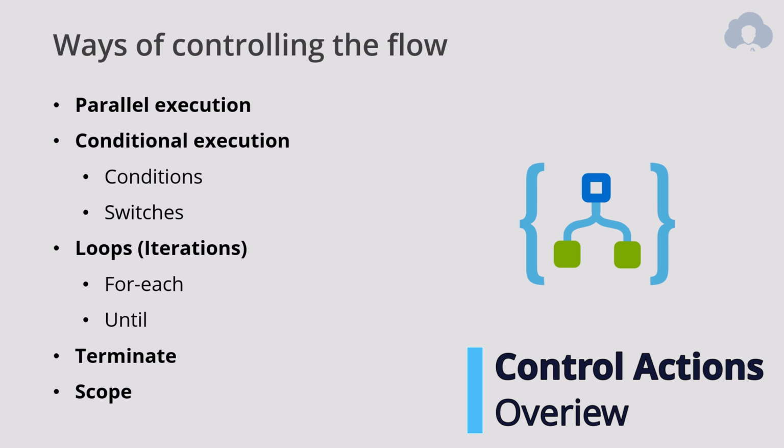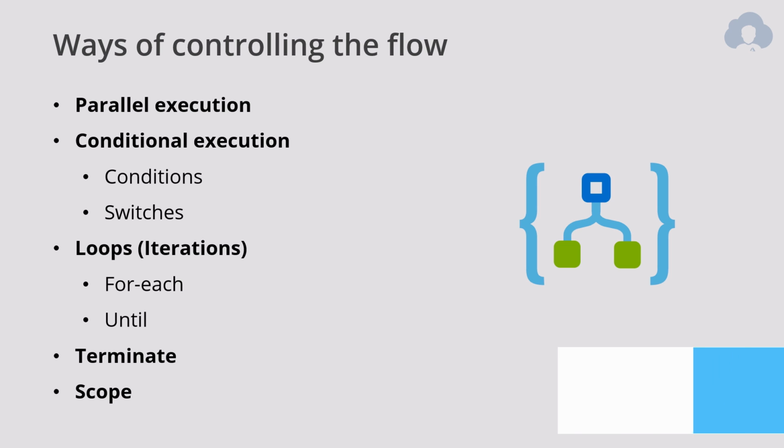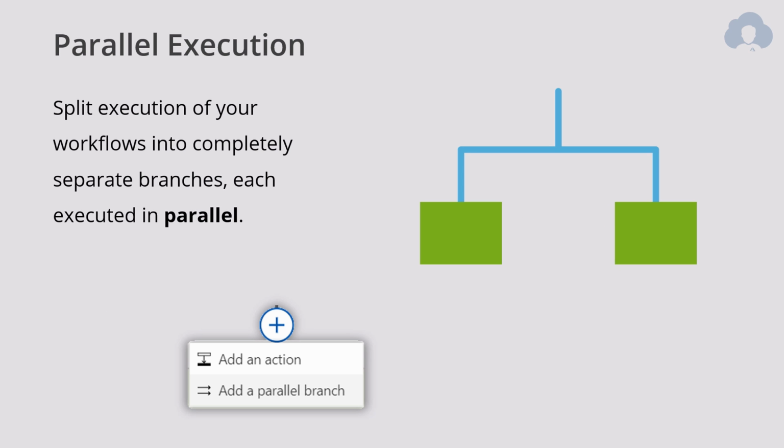There are several ways you can control the flow: using parallel execution, conditional execution, loops, also called iterations, terminate, and a scope. I will be talking about each one of those today, and I will showcase a demo of each also. First, you have parallel execution.